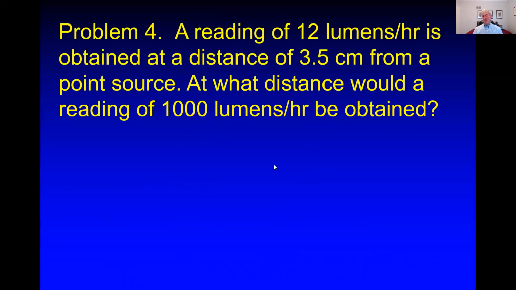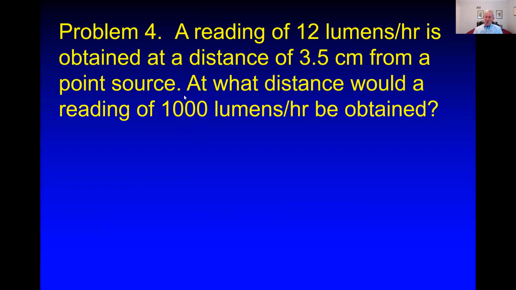Problem 4 is basically the same problem. I just changed some units on you. Lumens per hour is a measure of visible light. So the light in the room where I'm speaking from right now has a certain number of lumens per hour, or it might even be lumens per square centimeter. It doesn't matter too much what the units are. So here we have a reading of 12 lumens per hour at 3.5 centimeters from a point source. At what distance would the reading go from 12 to 100?